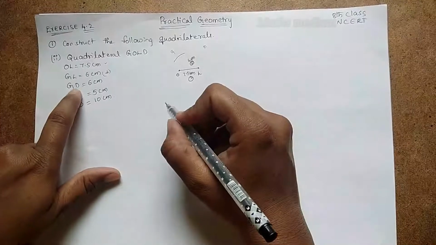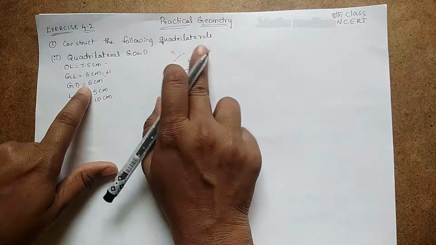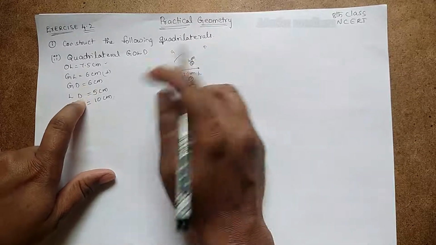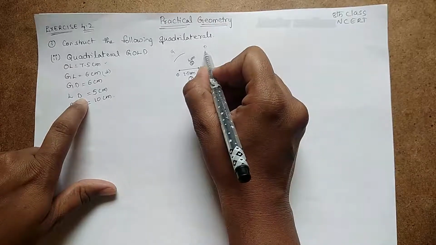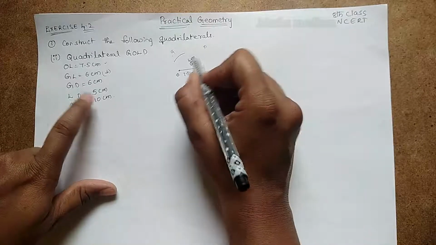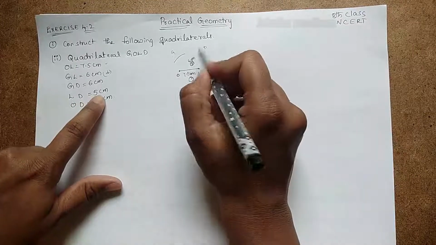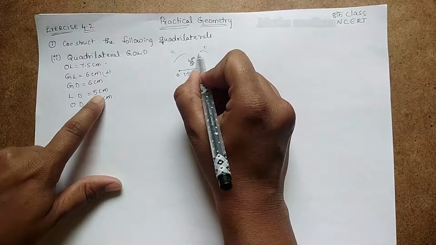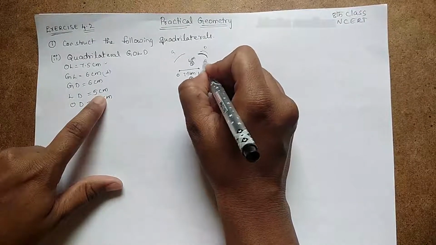Next, coming to the other one, GD. We don't know the points of G and D yet. So let's move to LD. We know L, but we don't know D. So we have to construct the LD line. From L, take 5 centimeters and make an arc like this. This is the third step.